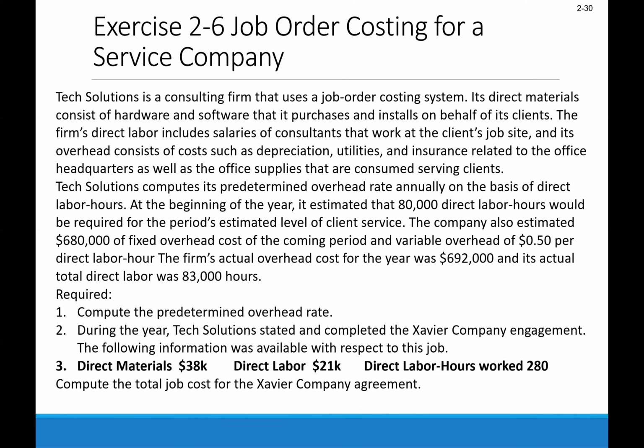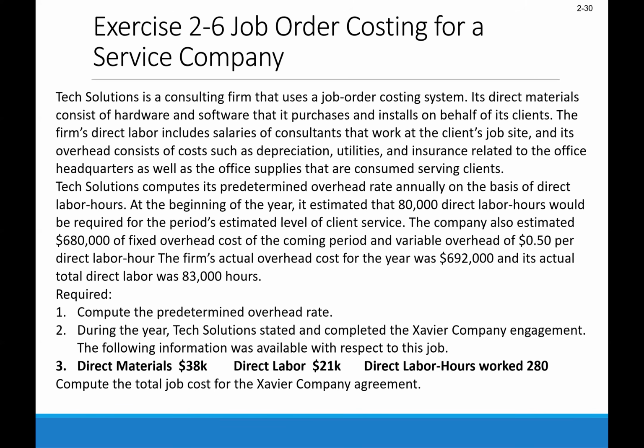But the firm's actual overhead cost for the year was $692,000, and its actual total direct labor hours were 83,000 hours. So both actual overhead and the actual direct labor hours were greater than what they estimated. Our job is to compute the predetermined overhead rate.